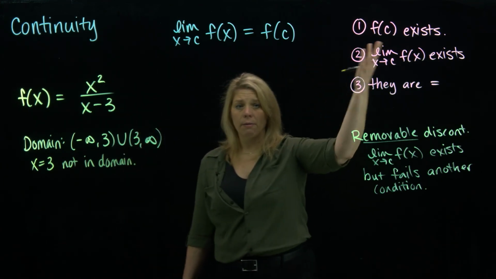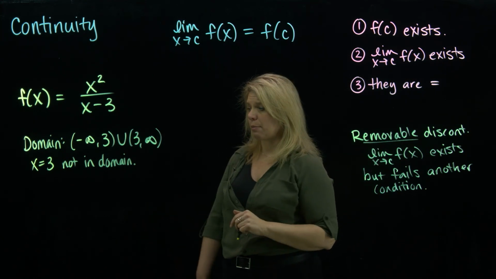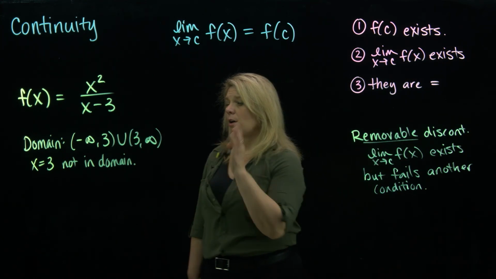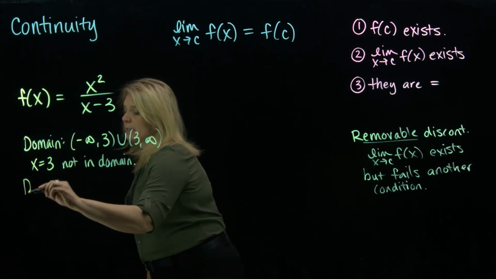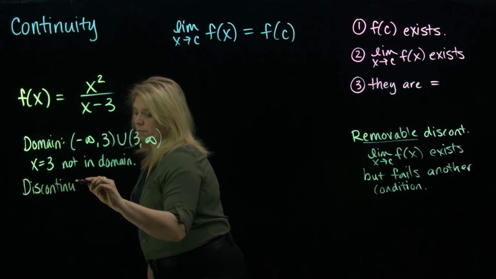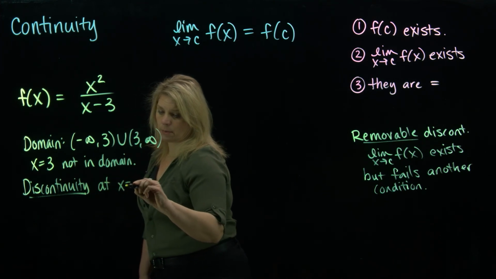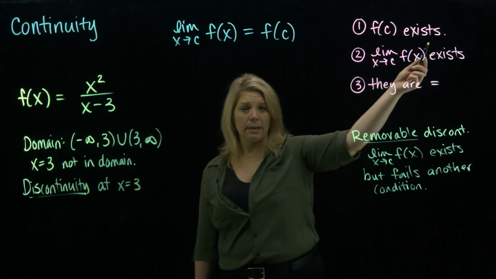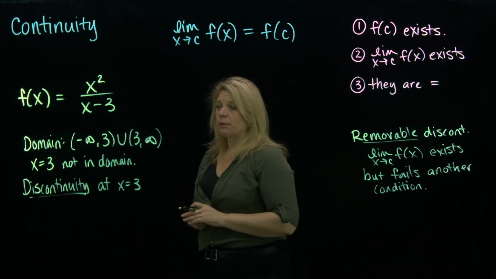Which means, another way of saying that f of 3 does not exist. There is no output when I put in x equals 3. So x equals 3 is not a place where this function is continuous. So I have a discontinuity at x equals 3. f of c does not exist when x is 3. So we have a discontinuity there.